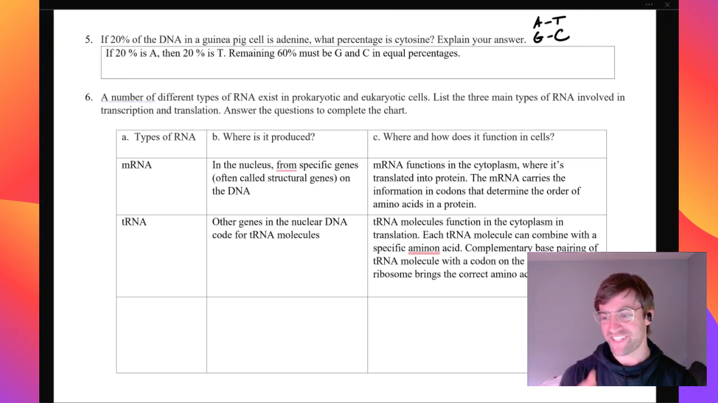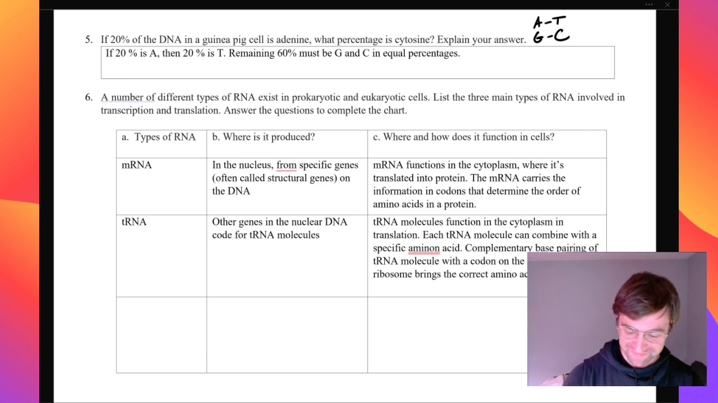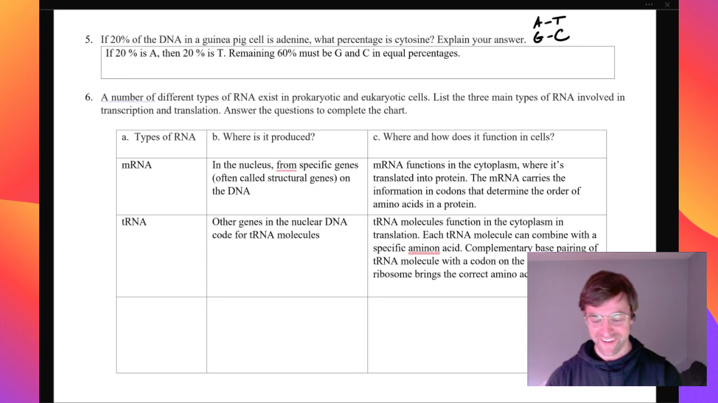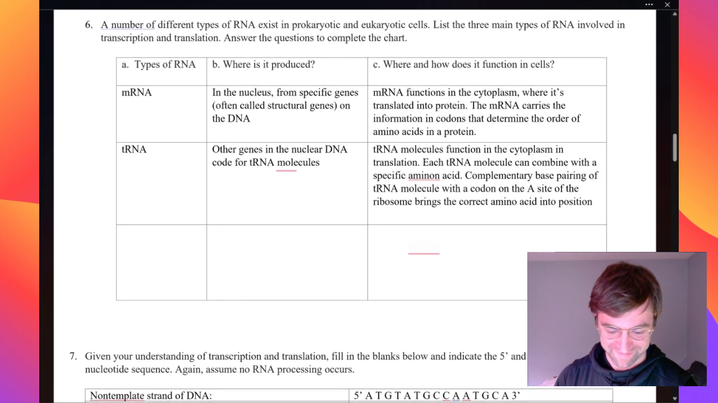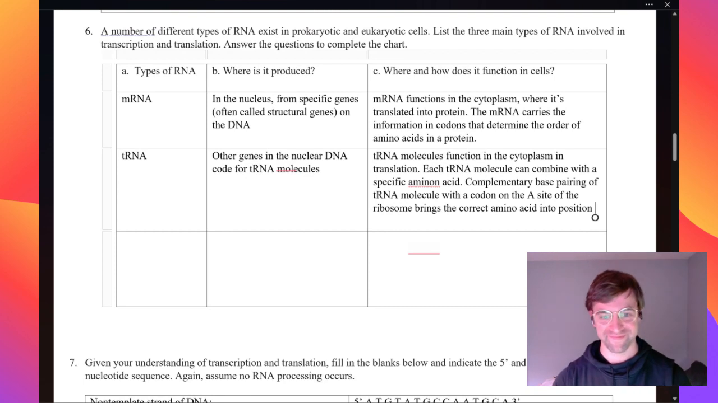I have been muted this entire time. That is really embarrassing. Fortunately, it's all written out. Fortunately, the important bits are all typed on my screen. All right.